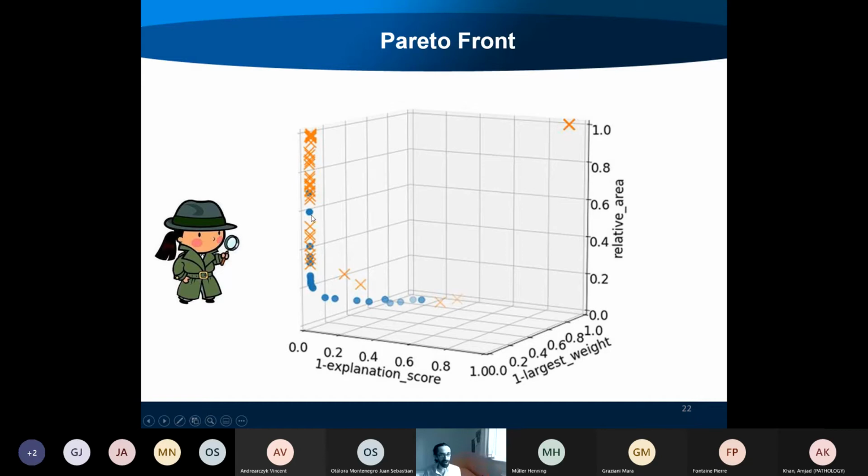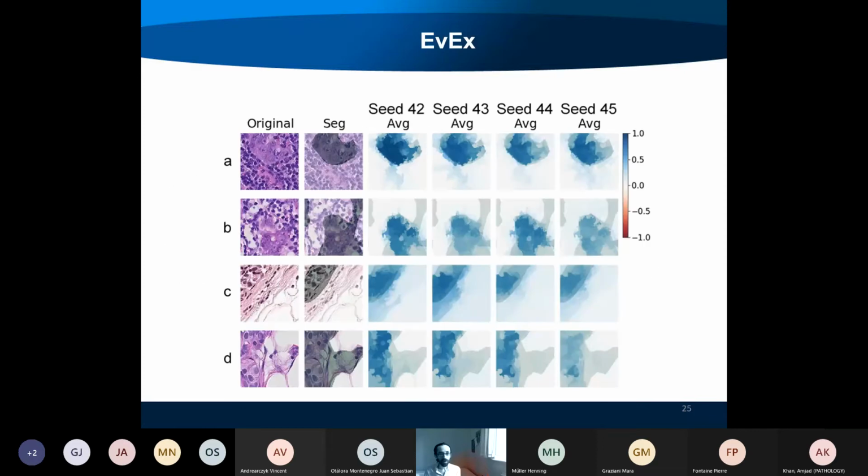What we did instead was we took all of these explanations on the Pareto front and averaged them into the final explanation, right? So, okay, what does the average explanation look like with EvEx? We took some more images from Patch Chameleon. So say here's an image, here's the medical segmentation. So here's the EvEx explanations for 4 different random seeds, right?